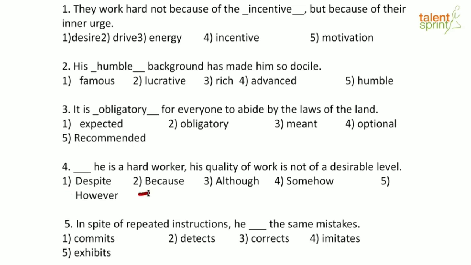Because he is a hard worker, his quality of work is not of a desirable level. Now because is a cause hint word, right? Giving me the reason. So if he is a hard worker, then his work should be of a desirable level, but it says it's not of a desirable level, so option 2 is out.